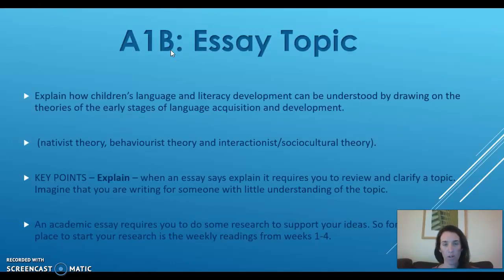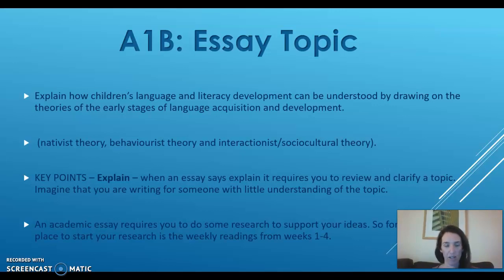Okay, let's go on to our essay topic. Our essay topic is to explain how children's language and literacy development can be understood by drawing on the theories of the early stages of language acquisition and development. As we said, we are discussing these 3 theories. Please ensure that you include all of these 3 theories, and there's no need to go into detail about additional theories at this stage.